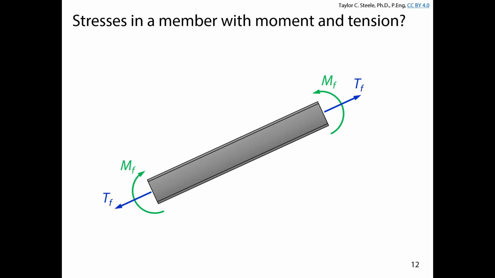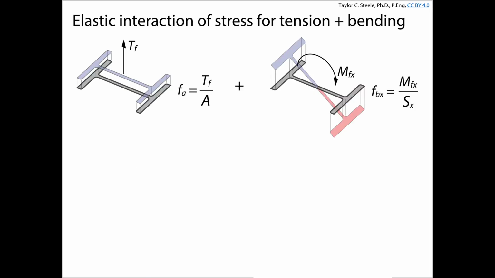This is definitely something you should have done in CE 2023. Whether or not you did it is sometimes a mystery to me. Do you remember doing these kinds of problems in CE 2023? Adding the normal stresses? Good. So we've got tension stress from the actual applied axial force. We've got some tension stress and some compression stress from the bending that's applied to that section.